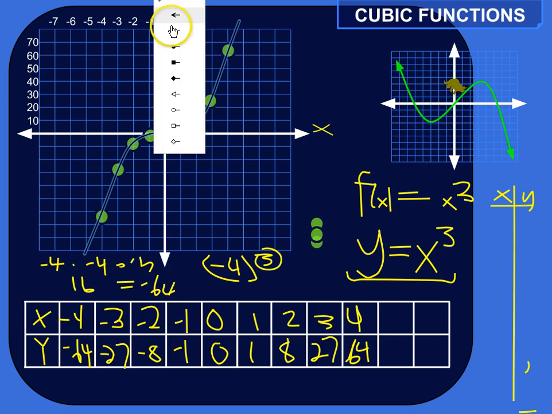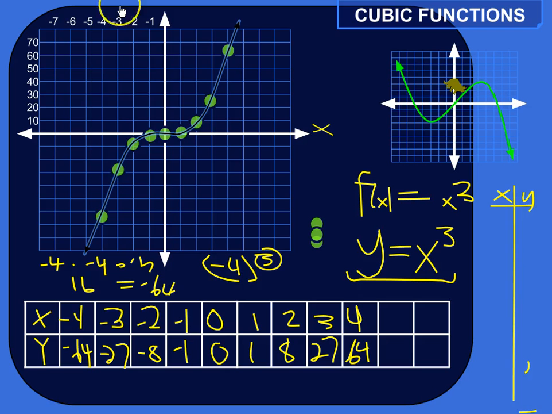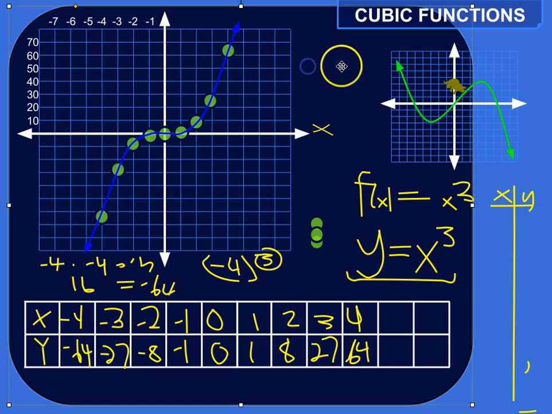Alright, let's put arrows on the ends to show that it goes to infinity in both directions. Let's make it a color that you can see. How about blue? Let's make it thicker. Alright, so there is our graph of y equals x cubed. Pretty exciting. Yeah, it kind of looks like a neon worm or something.